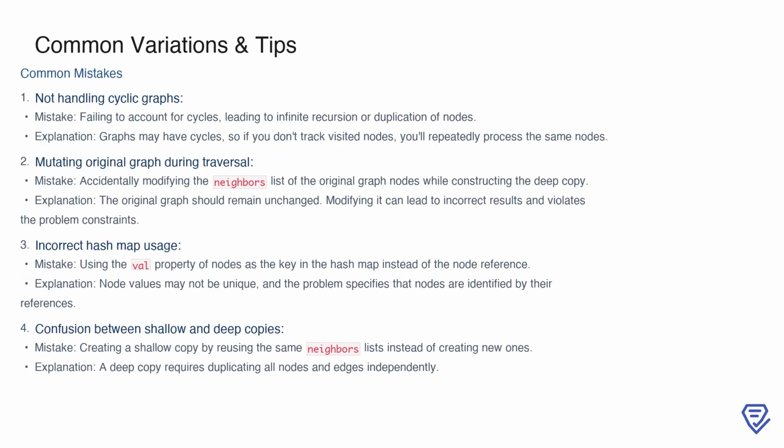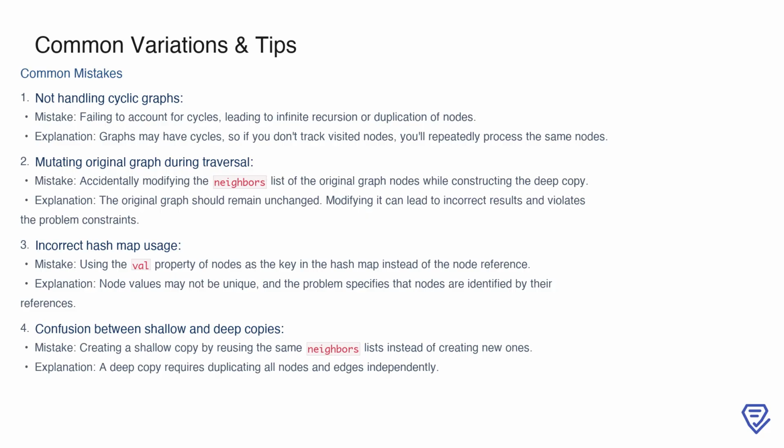When working with graph cloning, there are several common mistakes to watch out for. First, not handling cyclic graphs is a frequent issue. If your code doesn't track visited nodes, you might end up in an infinite recursion or duplicate nodes unnecessarily. Cycles are a common feature of graphs, so it's critical to account for them.